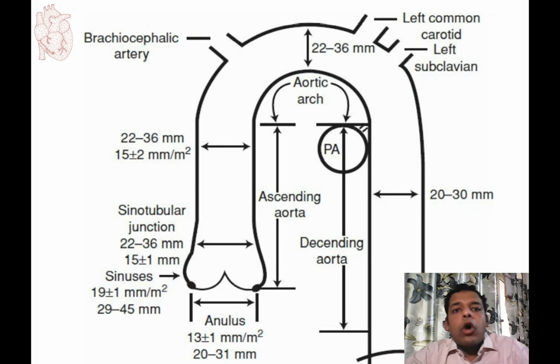The normal thoracic aorta consists of 6 segments. These are the annulus, the sinuses of Valsalva, the sinotubular junction, the ascending tubular aorta, the arch of aorta, and the descending thoracic aorta.